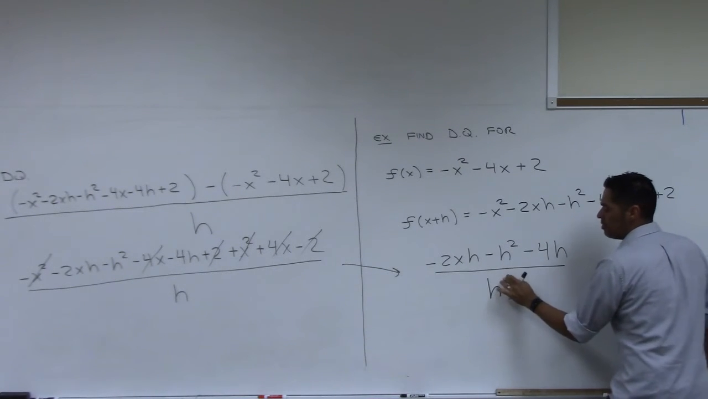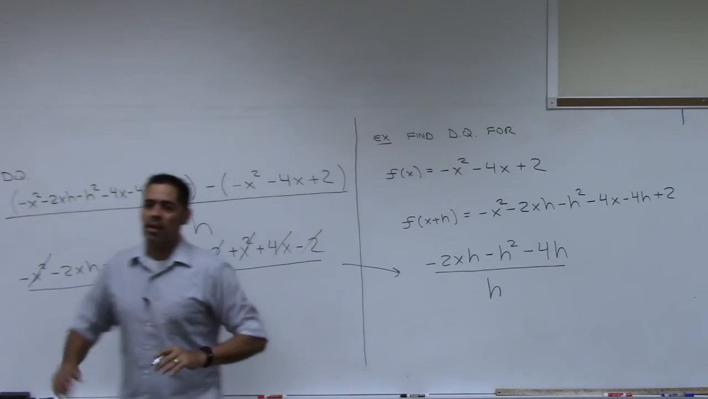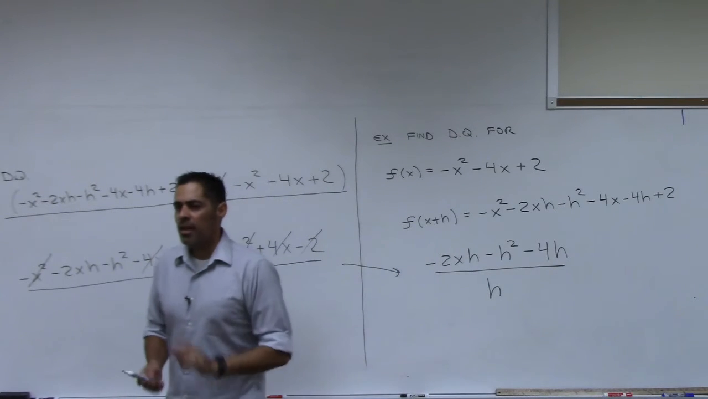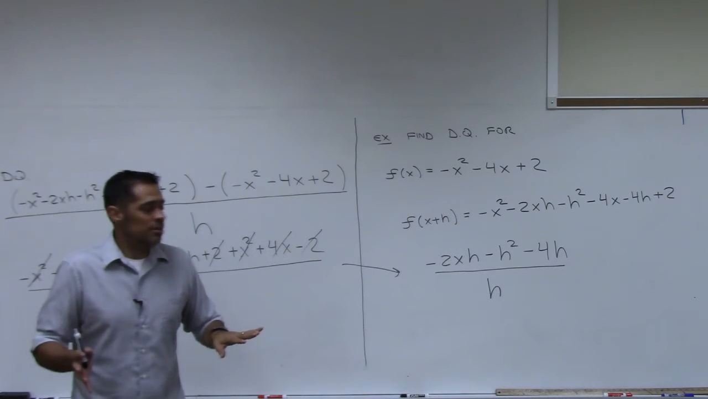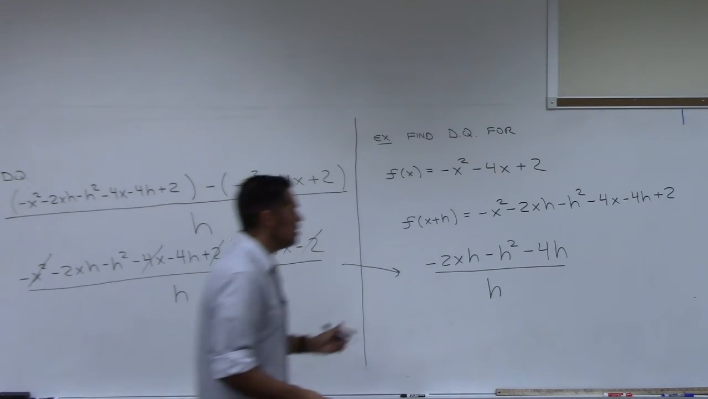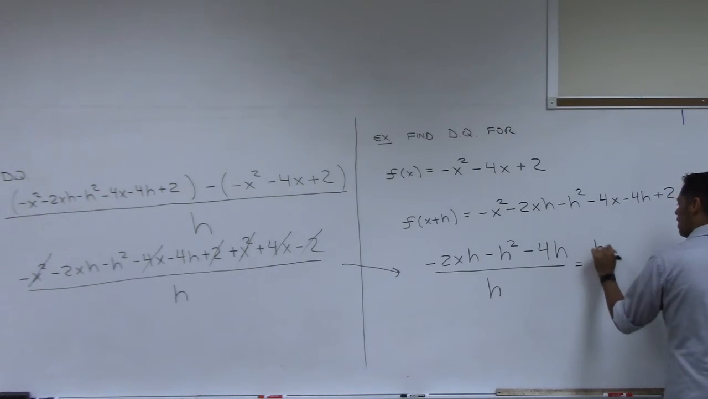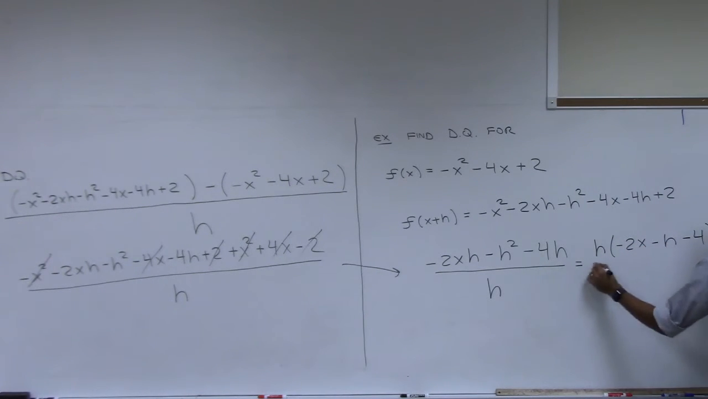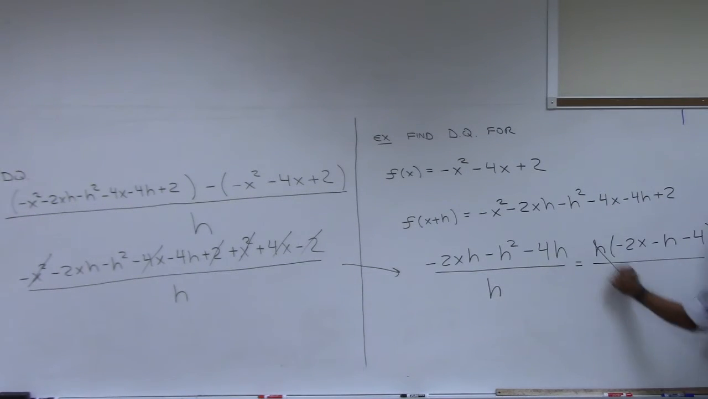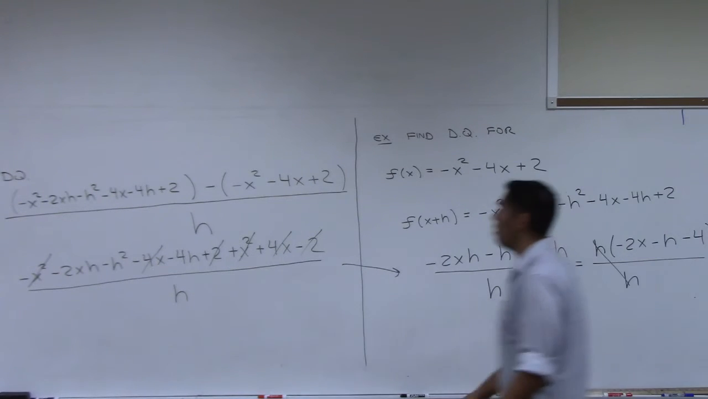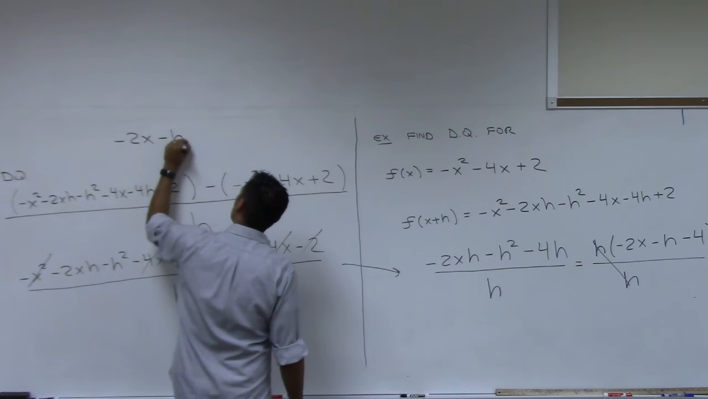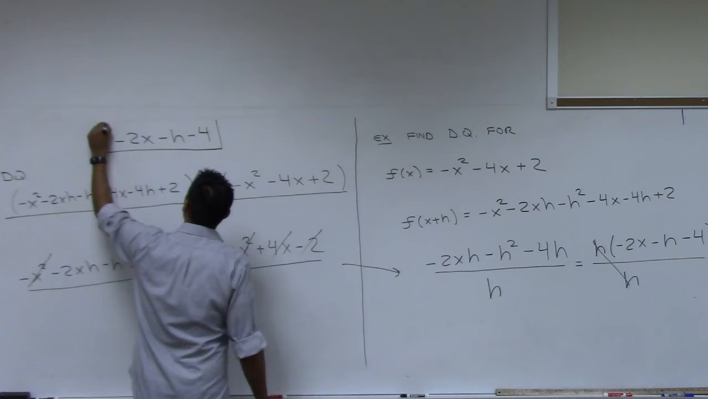So I said, here's how you'll know if you're doing it right. Things will cancel, and everything that's left up top needs to have an h in it. You can't have anything there that doesn't have an h. Do you notice that they all have an h? Now what we're going to do is factor an h out of the top. Taking a single factor of h out. And now these cancel. And so your final result is negative 2x minus h minus 4. That's the answer.